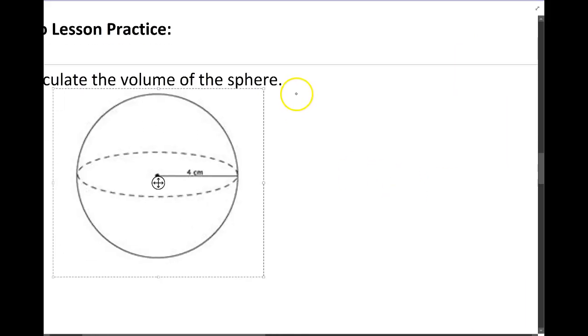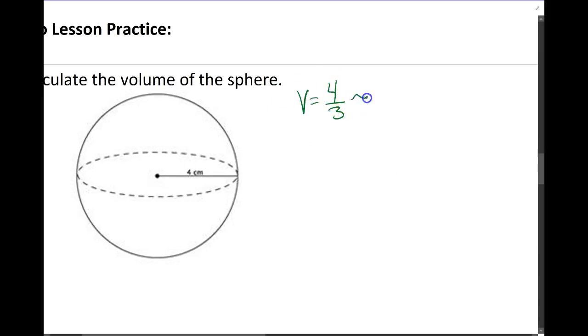Now step 2, write the formula. Well, as we just saw, the formula is volume is equal to 4/3 times pi times the radius cubed. Now we just plug in the values that we know. We don't know the volume, we do know the radius, and it is 4. So I put 4 in for the radius. So I say volume is equal to 4/3 times pi times the radius, which is 4, cubed. Please remember that it is cubed for spheres, not squared. And now I just simply solve through.